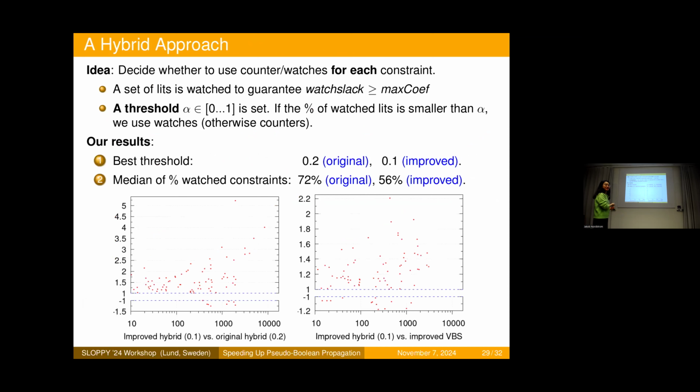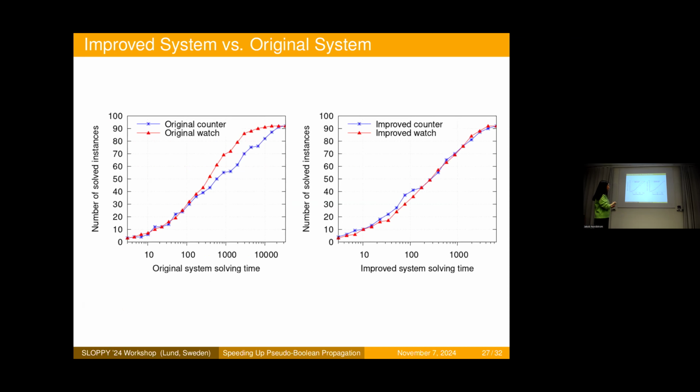Whenever you have a cactus plot of this type, the problem is that you don't see the differences per benchmark. There are cases in which just using counters or just using watches is a horrible idea. But overall, it's kind of 50-50. So that's the good thing about cactus plots, that they smooth out this type of information that you don't want to see.